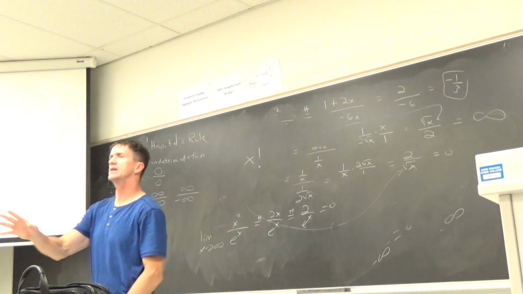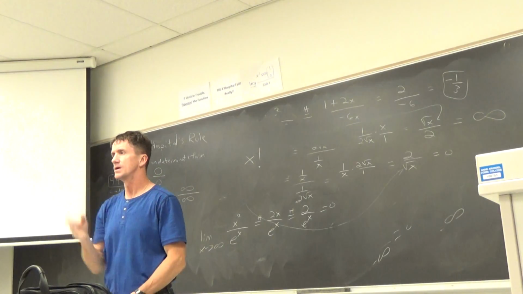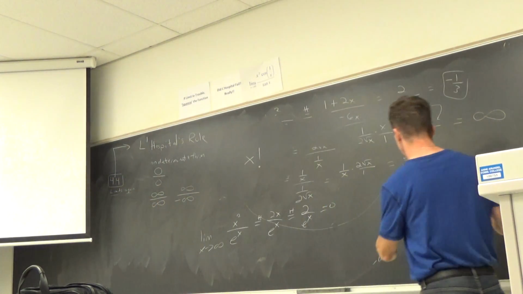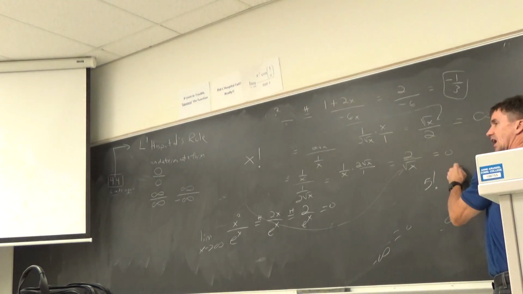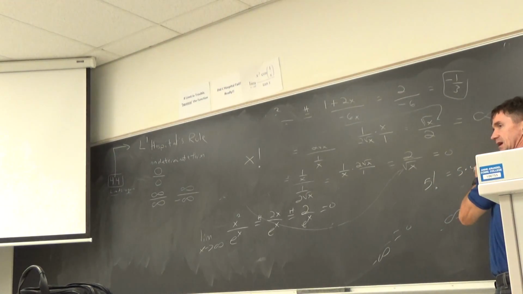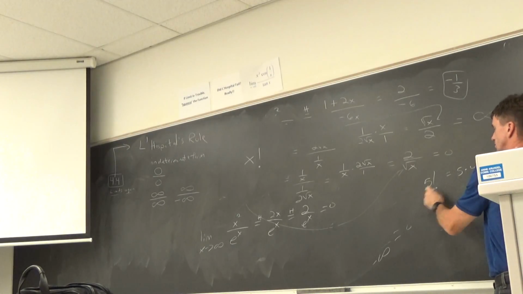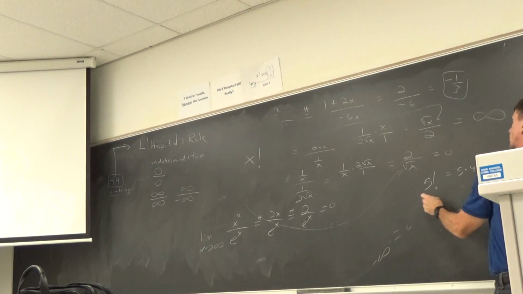Now if you're like, I've never seen a factorial before, I want to tell you what a factorial is. 5 factorial looks like 5 with an exclamation point. It's 5 times 4 times 3 times 2 times 1, which is 120. What's 4 factorial?